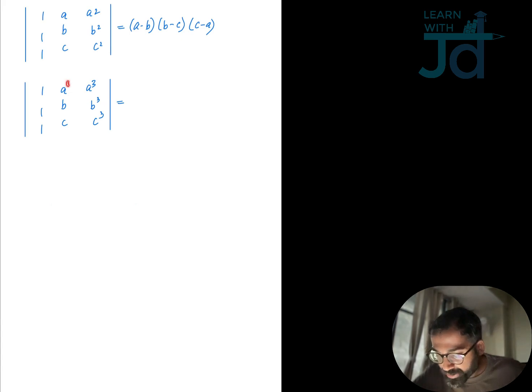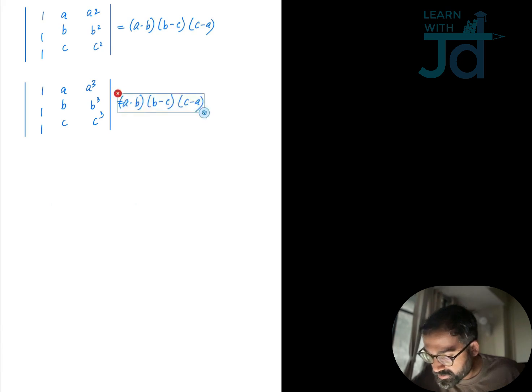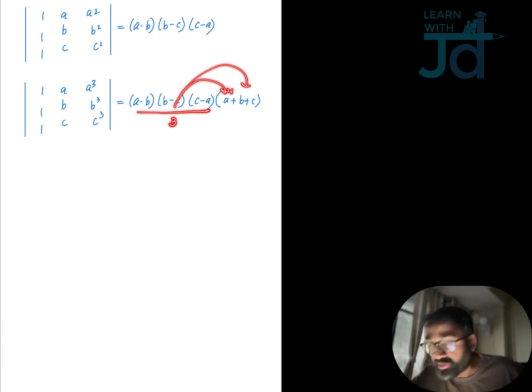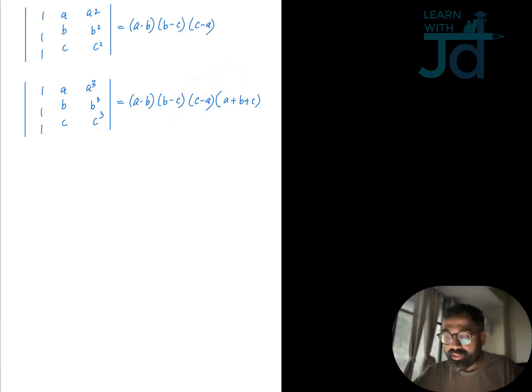Here the total power becomes 4. So you will get the same thing, but you will get an A plus B plus C also. So this total degree is 3 and that 3 gets multiplied with every term whose degree is 1. So see, the degree is 4.